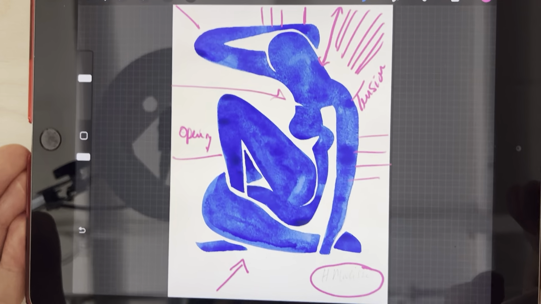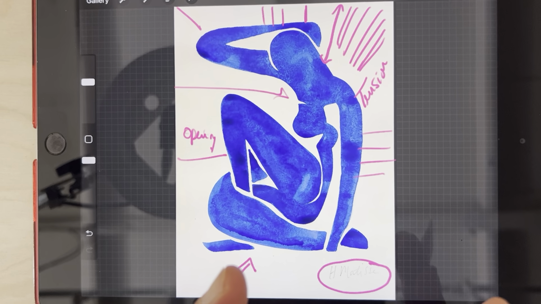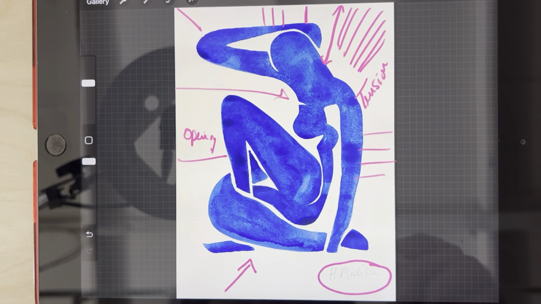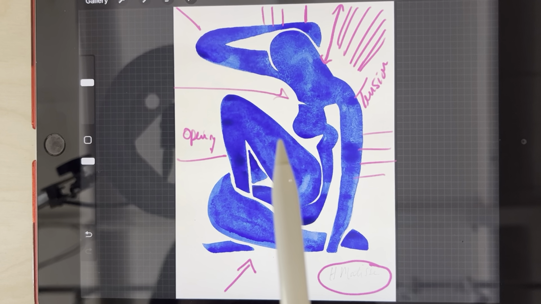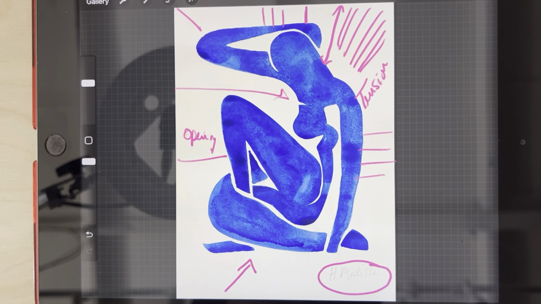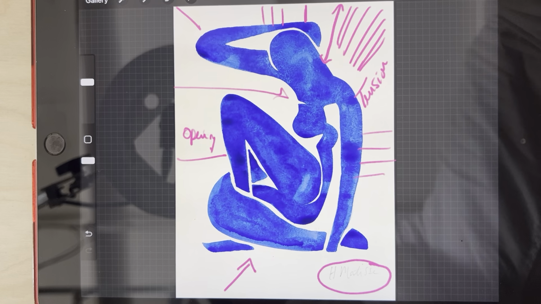Whoops, sorry about that. There we go. So the signature is off to the side. It's a prominent signature. It's fairly large, but it's not heavy-handed, which means the emphasis really is about the drawing and not about him, which I find very elegant in Matisse's work, and he does that over and over again.